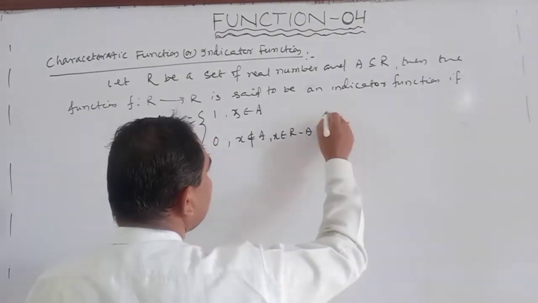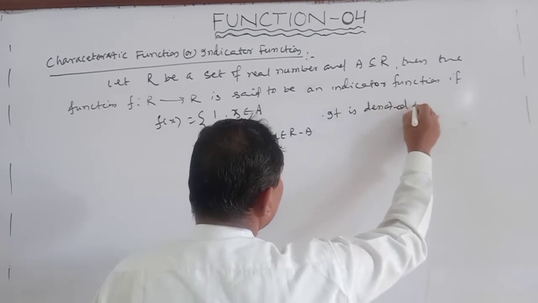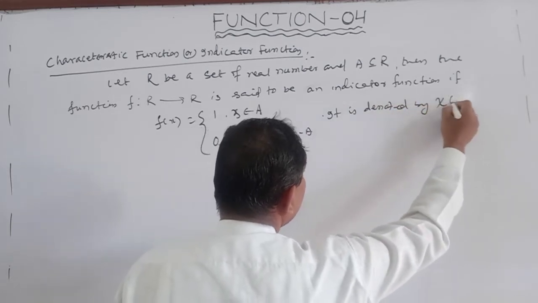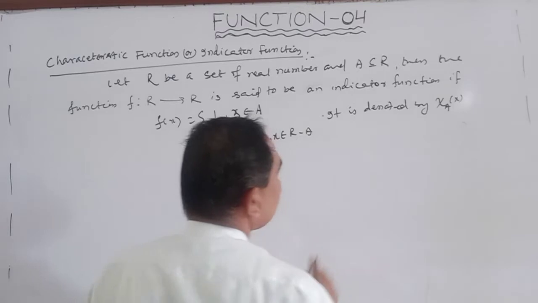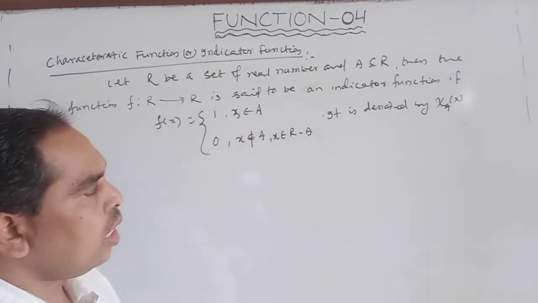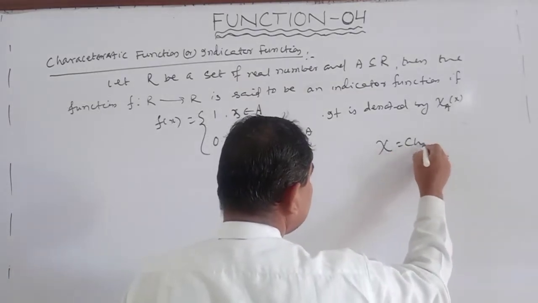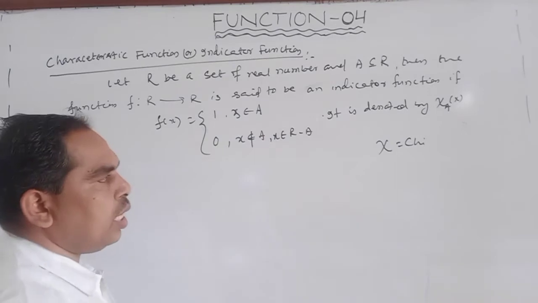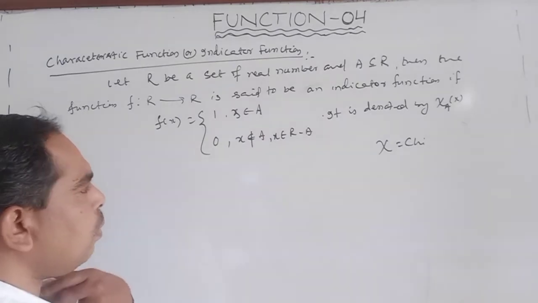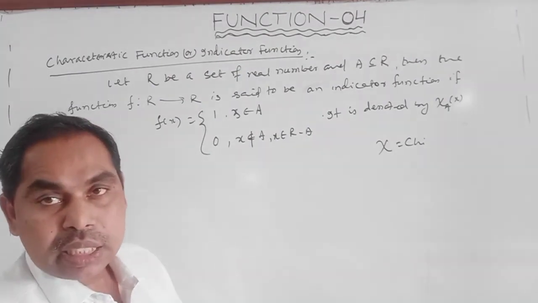Okay, it is denoted by chi of x base A. This is called chi of x base A. When x belongs to set A, it is 1. When x does not belong to set A, it is 0.